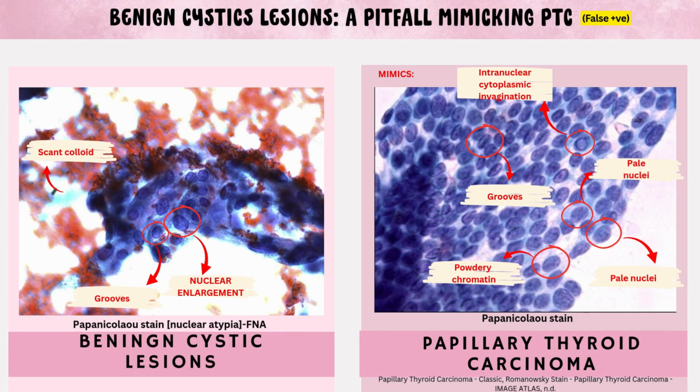Next is benign cystic lesions as a pitfall mimicking PTC. From this research paper, the figure shows a Papanicolaou stain with nuclear atypia under FNA, consisting of scant colloid, grooves, and nuclear enlargement. It can mimic PTC due to the grooves. So, the characteristics of PTC that differentiate it from benign cystic changes are intranuclear cytoplasmic invagination, nuclear grooves, and powdery chromatin. Please take note of intranuclear cytoplasmic invagination, as it can differentiate PTC from benign cystic lesions.